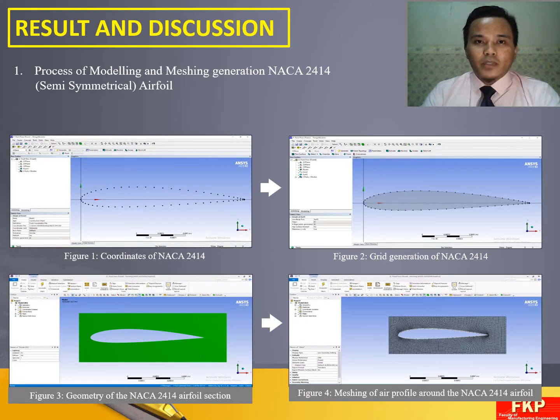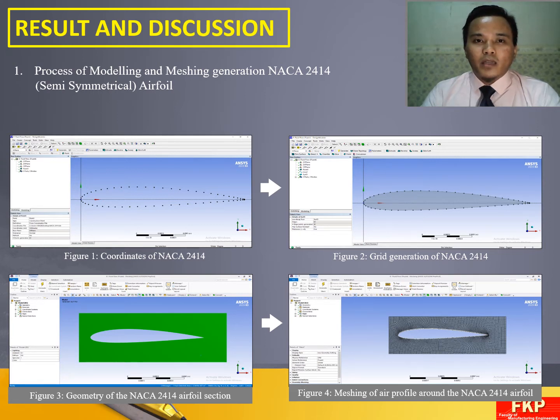Next, this part shows how to simulate a NACA 2414 airfoil. The coordinates are tabulated, from which the following profile is drawn, as in figure 1 and figure 2. In this step, the coordinates for the NACA 2414 airfoil were imported to create the geometric shape that will be used for the simulation process. The mesh model is shown in figure 4.